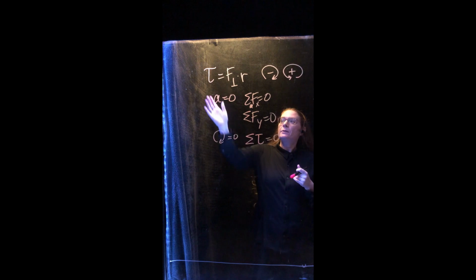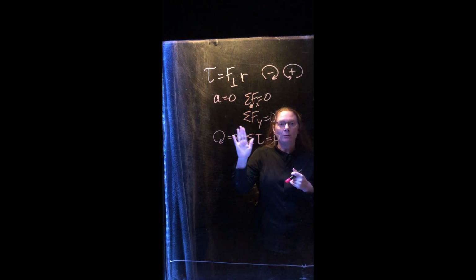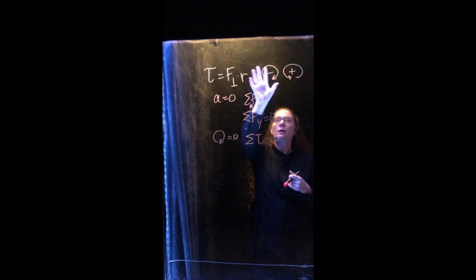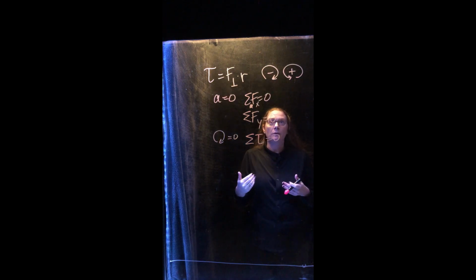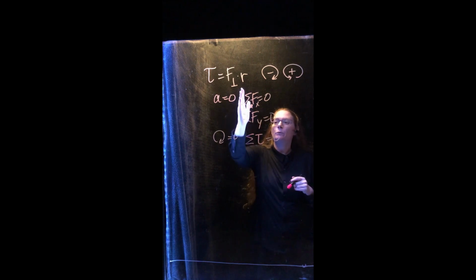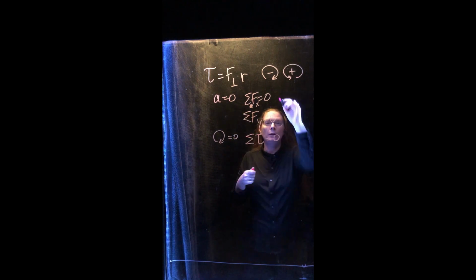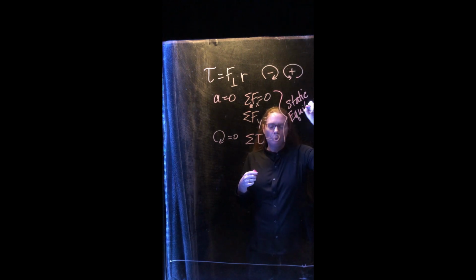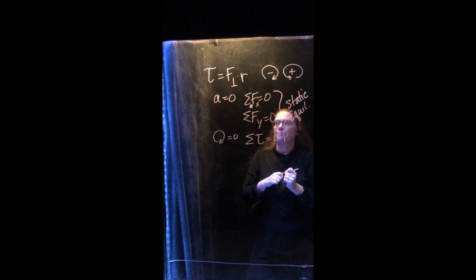But other than that, this is the key. This is what we're dealing with. So here's the definition of torque that we're typically going to be using. Here are the rules for the sign convention. Clockwise is negative, counterclockwise positive. And here are the three rules for static equilibrium. Let me just remind you, this is only true for static equilibrium, when nothing's moving, nothing's rotating.